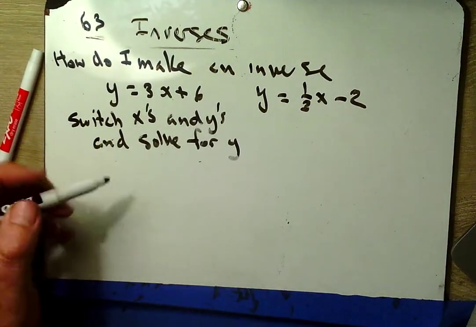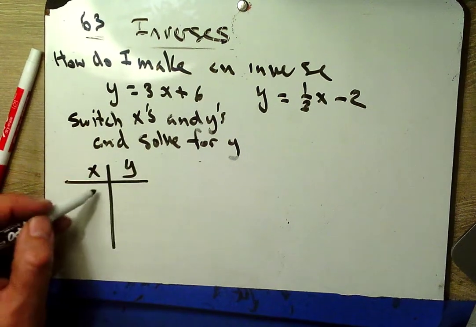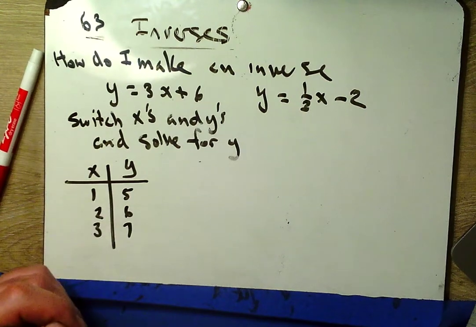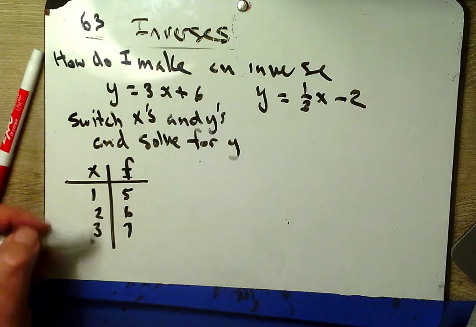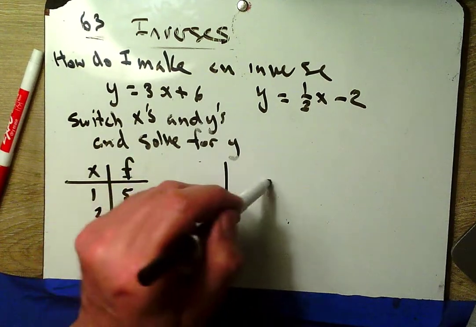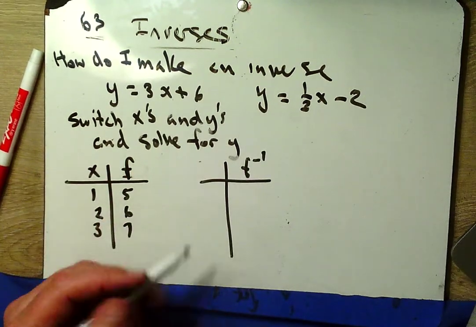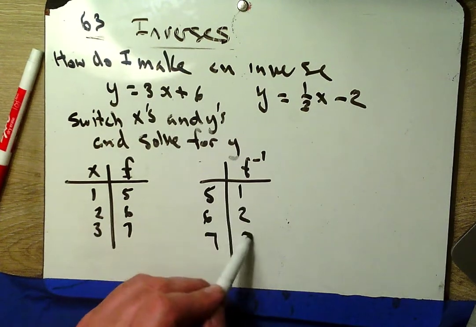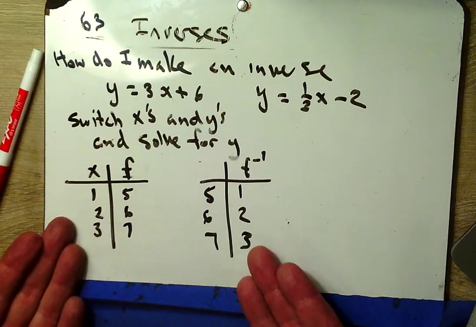If I had a table that was 1, 2, 3, 5, 6, 7. Okay, so here's my function. No repetition in the domain, so I know this is a function. And now I want to make the inverse. Well, to make the inverse, I switch the inputs and outputs. 5, 6, 7, 1, 2, 3. Okay, there it is. That's all I got to do.